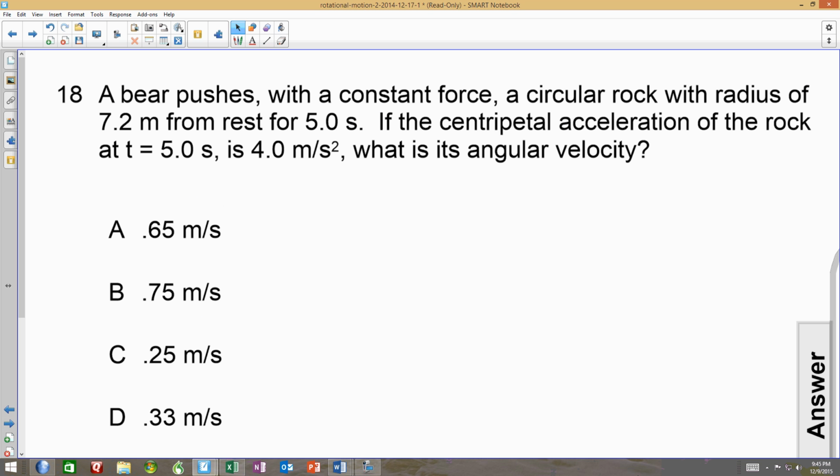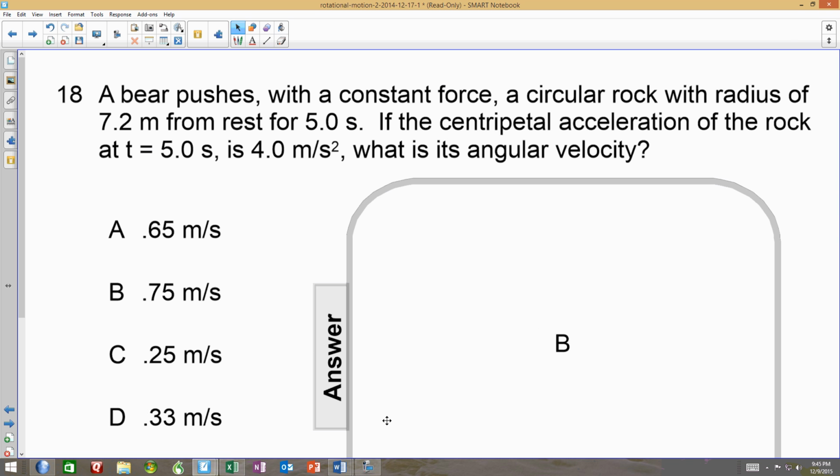A bear pushes, with a constant force, a circular rock with a radius of 7.2 meters from rest for 5.0 seconds. If the center-seeking acceleration of the rock at t equals 5.0 seconds is 4.0 meters per second squared, what is the angular velocity? Go ahead and pause the video now. Okay, so let's see if you calculated the correct answer. You should have gotten 0.75 meters per second. Again, if you didn't get these right, please go ahead and send me a note in Edmodo.